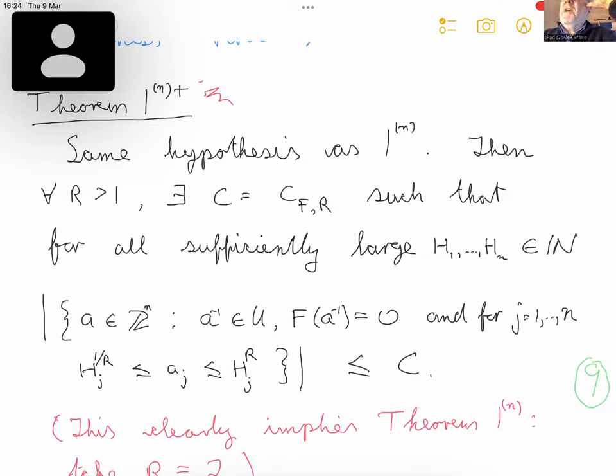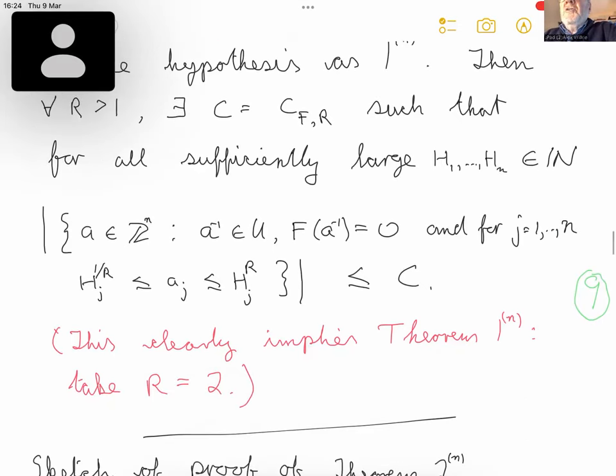So it's the same hypothesis about f. And then we have the following: for all r, there is a constant just depending on r, such that for all sufficiently large natural numbers h1 up to hn, if you just look at the integer coordinates, the integers whose inverses are zeros of the function, and which lie in a box like this. So, well, let's just take r equals 2. So the jth integer coordinate lies between hj squared and hj to the half. Suppose we just look at boxes like this, then the number of such points is bounded by a constant.